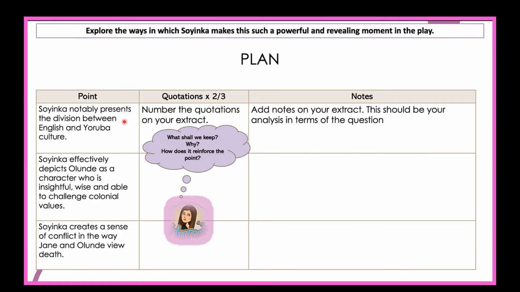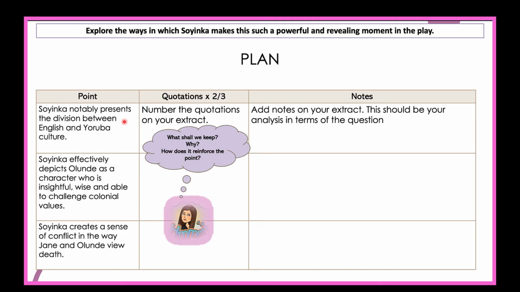So the points that I've decided upon, and I've used all of the notes that I had, you know, the big ideas, what I already know, the themes, some keywords. I've used all of those ideas and the highlights to formulate something in my head. So I looked at some of the quotations that I've highlighted and looked for patterns, and actually some of the patterns really fed in quite nicely to these points. So point 1 is, Soyinka notably presents the division between English and Yoruba culture. You definitely do see that between Jane and Olunde.